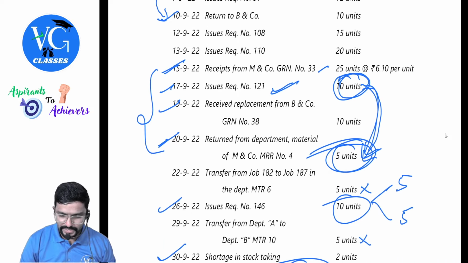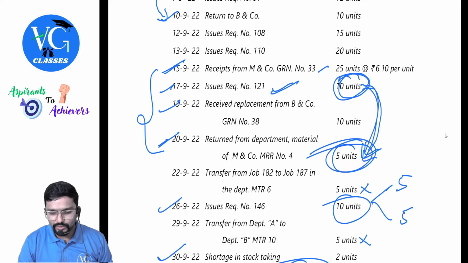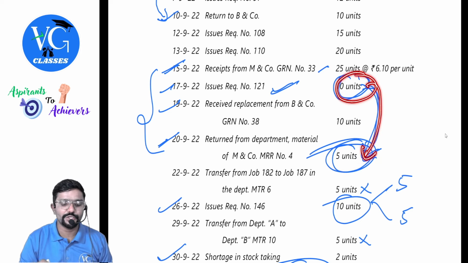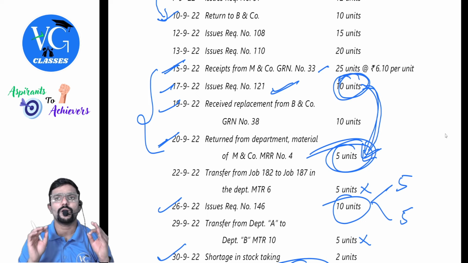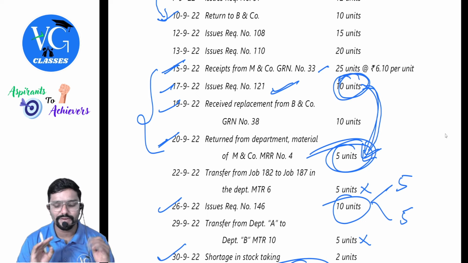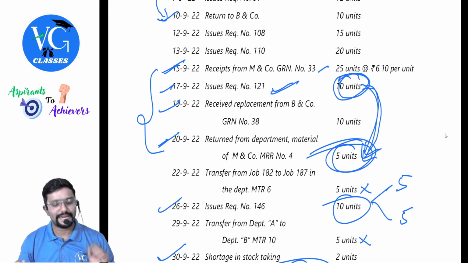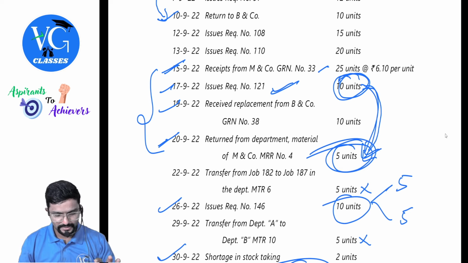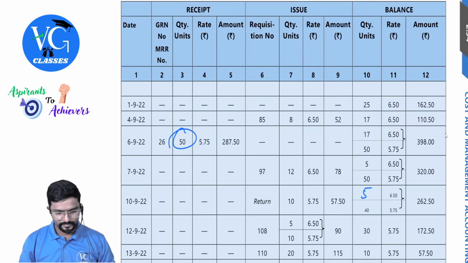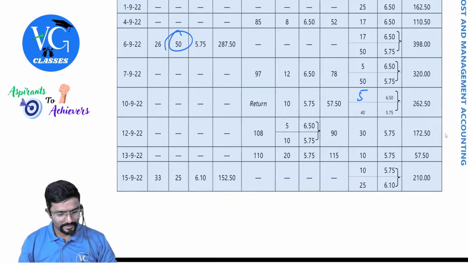Yeah, you can see return 5 units. Sir, out of what? 10 units which was issued on 17. Whatever 10 units was issued on the 17th, out of that 5 units have been returned back, guys.